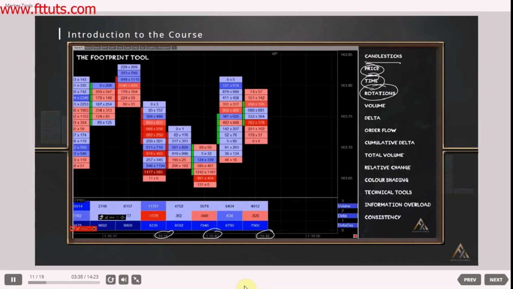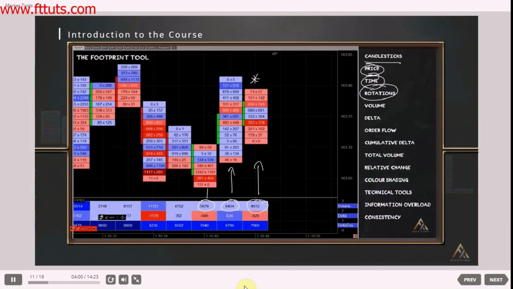Okay, now that we've spoken about the rotations, let's turn our attention and talk about volume. Now, there are two types of volume that you'll see on the footprint chart. The first is the total volume within each rotation. The second is the volume being transacted at each segment of the footprint.